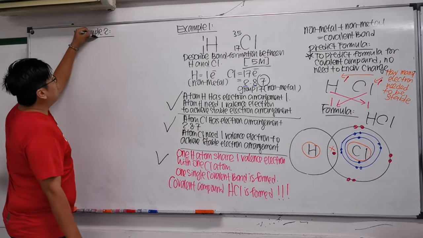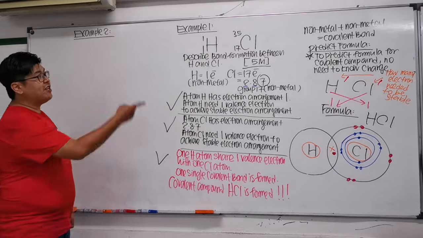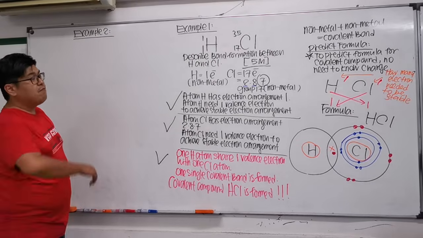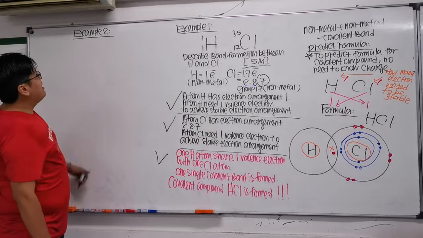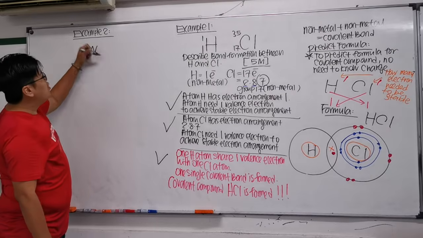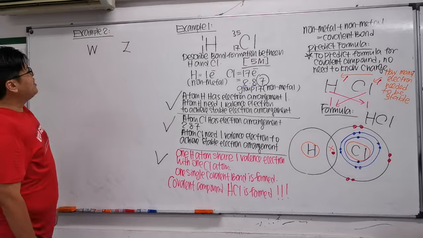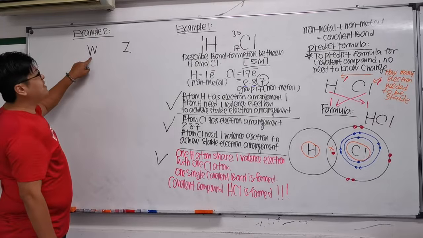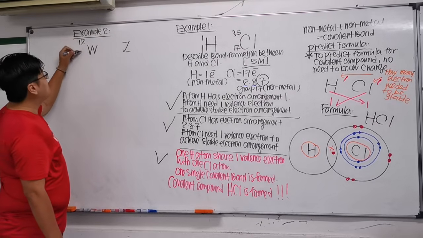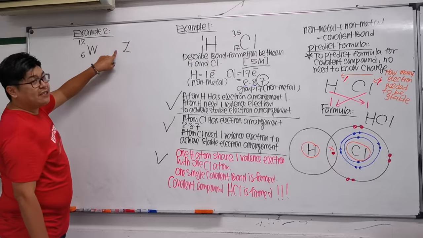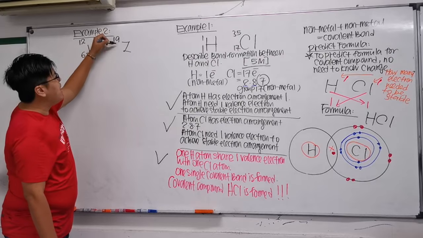Okay, now I don't want the whole thing to be so obvious. I don't want H and Cl now. I put some unknowns. Let's say we have a substance called W, and a substance called Z. Okay? So come, let's do this together. W has a formula of 12 and 6. Z has a formula of 19 and 9.